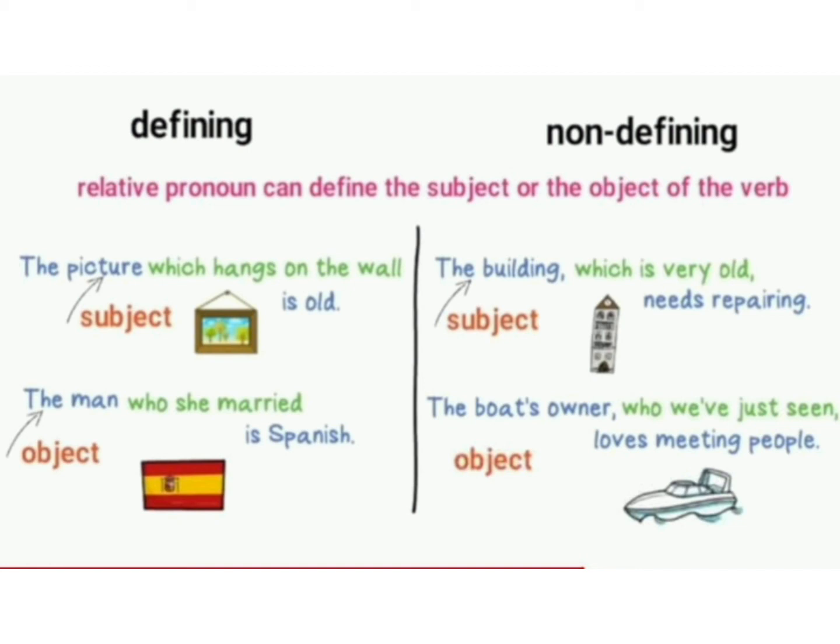The building which is very old needs repairing. Picture and building are subjects. Now let's look below. The man who she married is Spanish. The man is the object. The boat owner who we've just seen loves meeting people. The boat's owner is the object. So a noun in a sentence can be a subject and sometimes it can be an object as well.